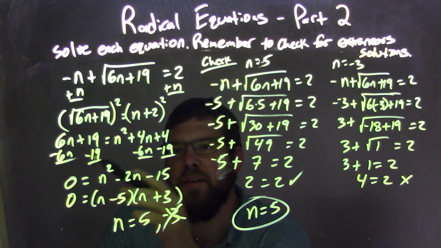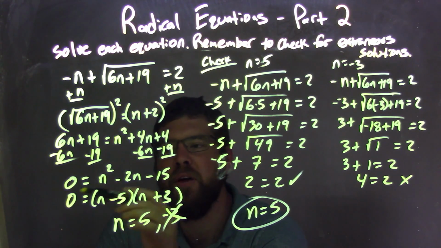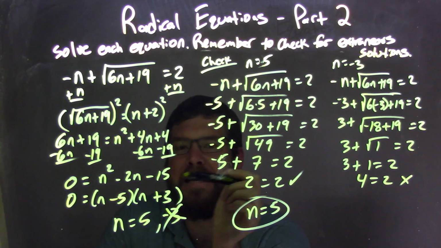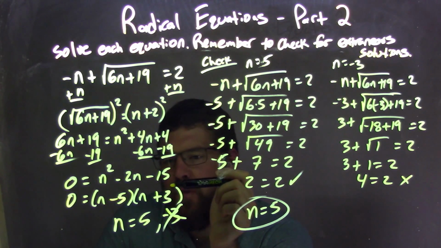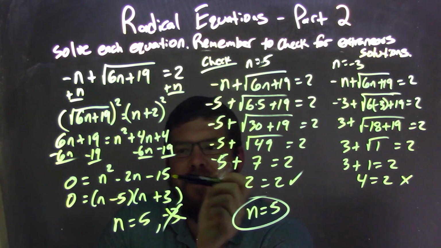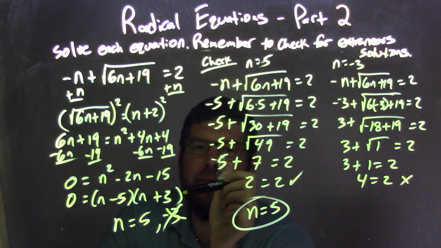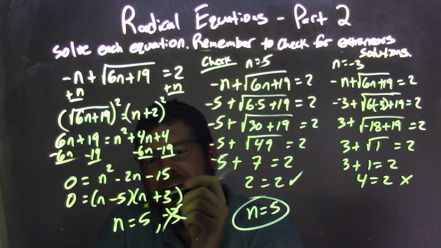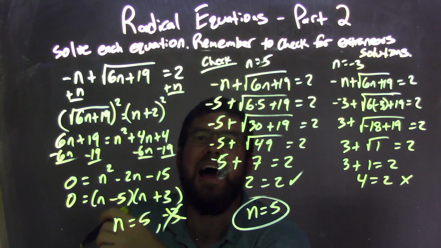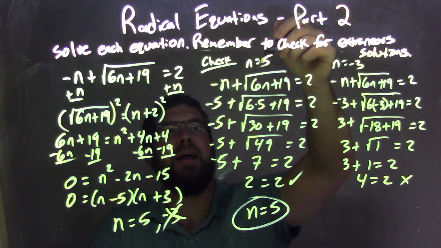Subtracted 6n from both sides, subtracted 19 from both sides, leaving me with 0 equals n squared minus 2n minus 15. Factored that: what two numbers multiply to be negative 15 but add to be negative 2? That is n minus 5 and n plus 3. Set both of those equal to 0, and I got n equals 5 and n equals negative 3. I have to check my work. I plugged them back in here, right?